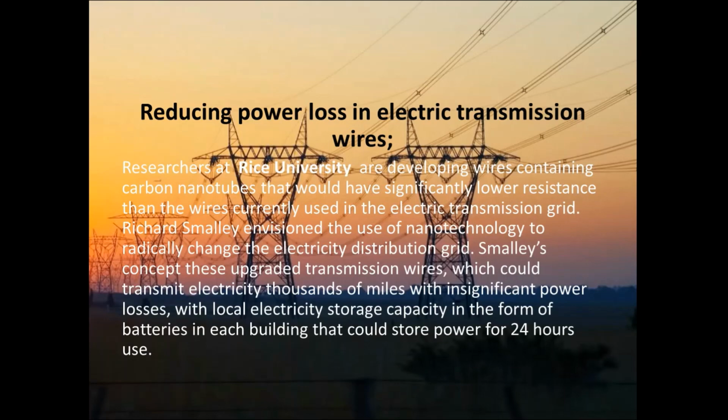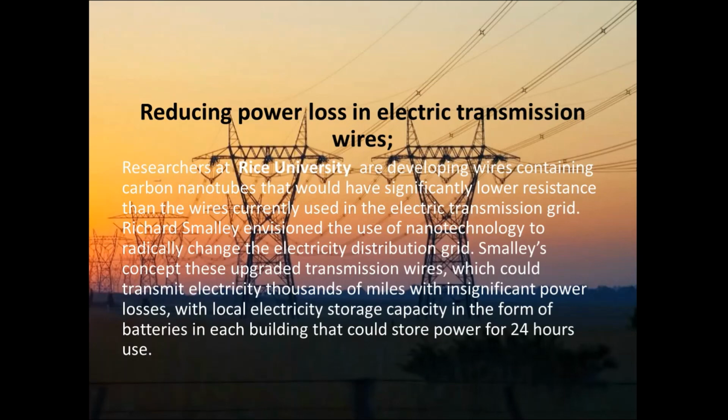Reducing power loss in electric transmission wires. Researchers at Rice University are developing wires containing carbon nanotubes that will have significantly lower resistance than the wires currently used in the electric transmission grid.